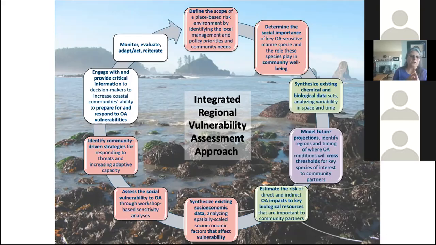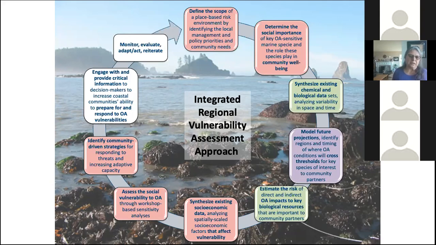Okay, so first, defining the scope of the place-based risk environment by identifying local management and policy priorities and community needs. So Melissa and her team did that, as well as determining the social importance of key OA sensitive marine species and the role that these species play in community well-being. Then I worked with Olympic National Park, the OCNMS, Olympic Coast National Marine Sanctuary, the state, the tribes, NOAA, federal, a whole cast of characters to synthesize existing chemical and biological data sets, analyzing variability in space and time.